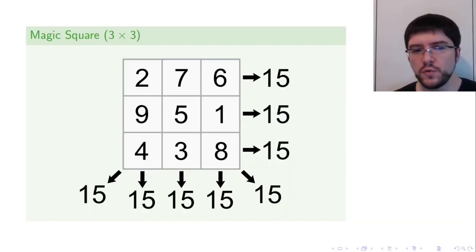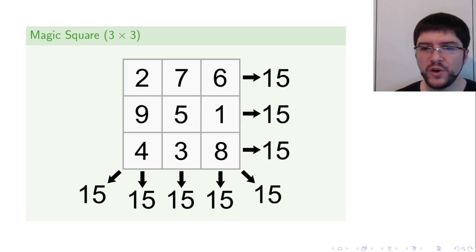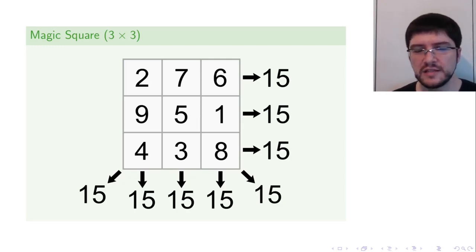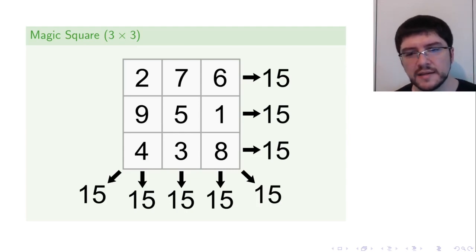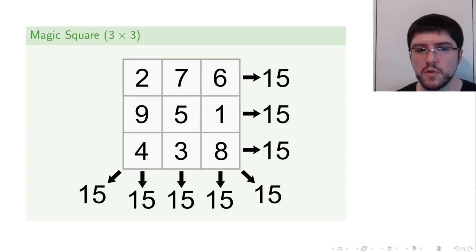So I will show you with the magic square example how we can create variables in the domain. So magic square is a problem where we have a grid, here a 3 by 3 grid, with number varying from 1 to 9. And we want the sum of each line, each column, and each diagonal to be equal to the magic constant, here 15.